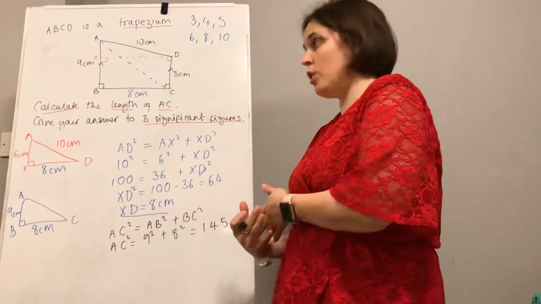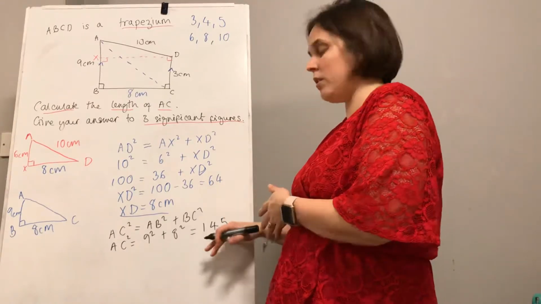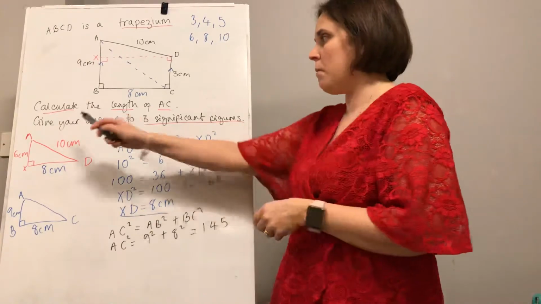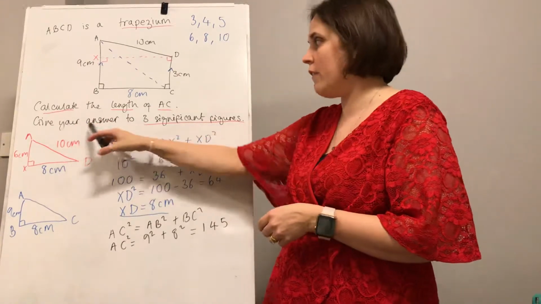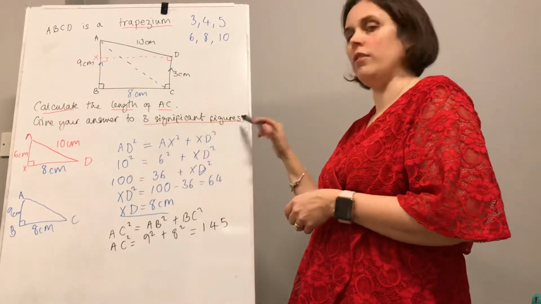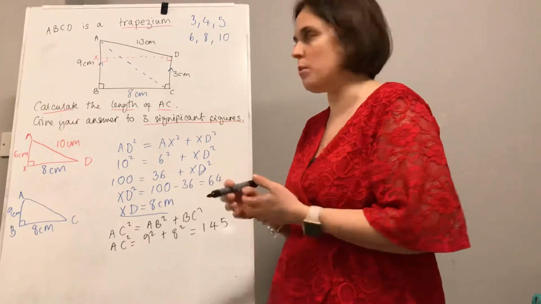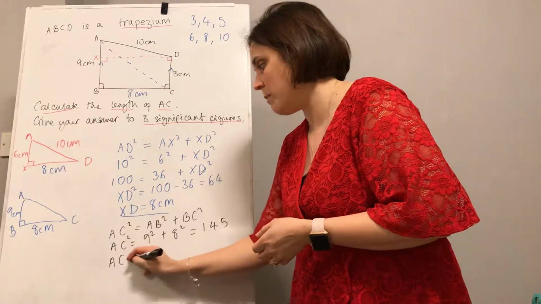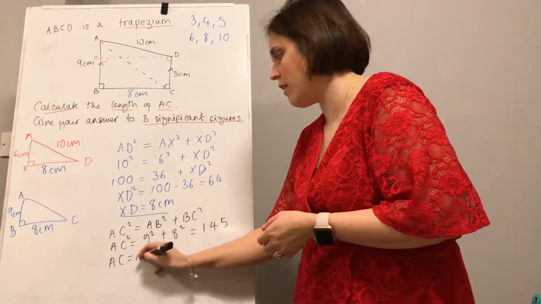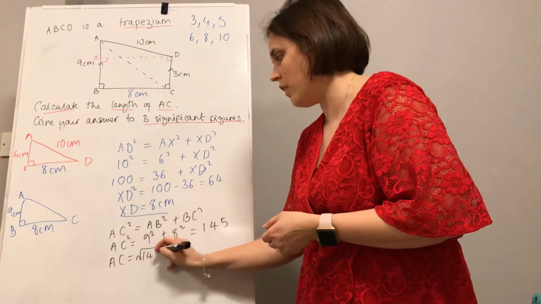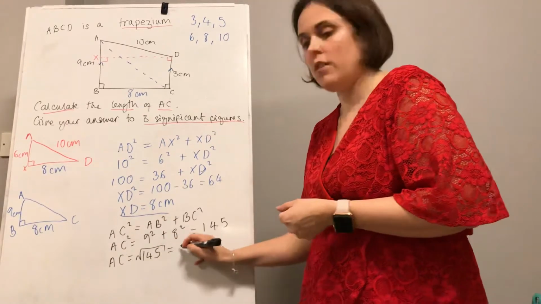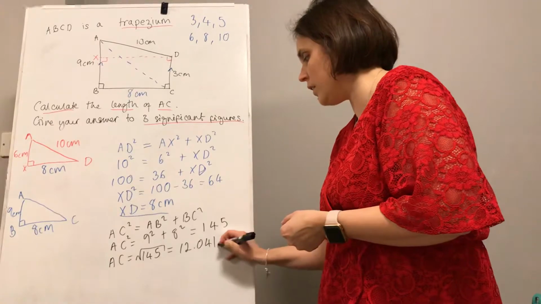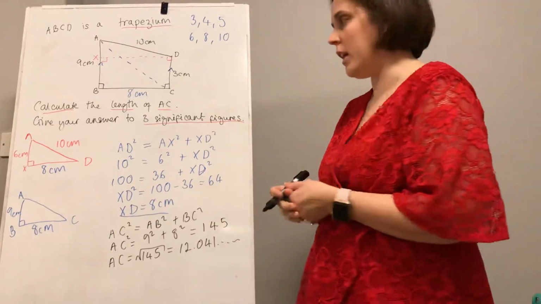Now, if this was on a non-calculator paper, they might ask you to give your answer in simplified surd form, but the clue is in the question. It says give your answer to 3 significant figures. Now that should tell you straight away you need to use your calculator. So you use the square root button on your calculator to find the square root of 145. Now if you do that, you'll find that it's 12.041 and so on, okay?